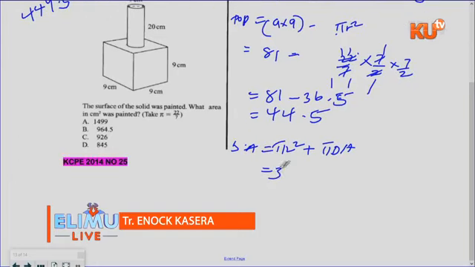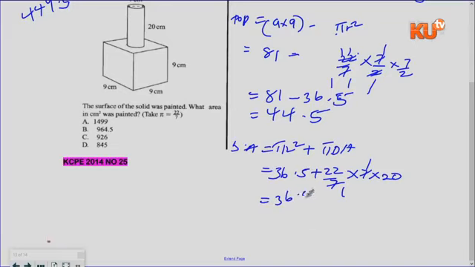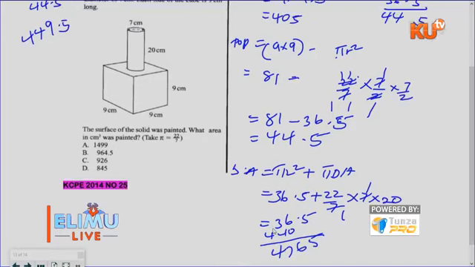So 22 over 7 times the diameter, which is 7, then times 20, which is the length of the cylinder. So 7 goes here 1, 7 goes here 1. So this is 440. So we take 36.5 plus 440. What do we get? 5, 6, 7, 4. 476.5. Now that 476.5 is the surface area of the cylinder.